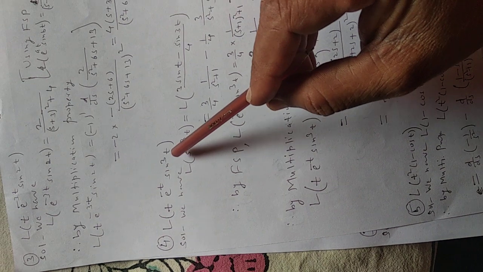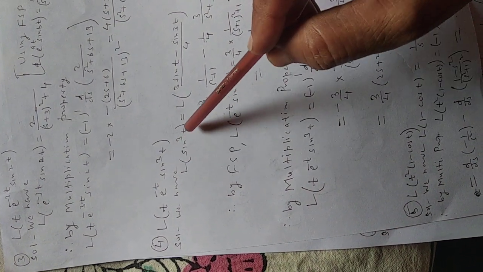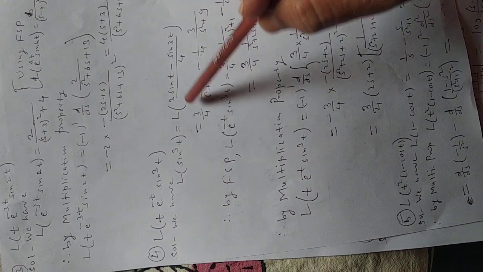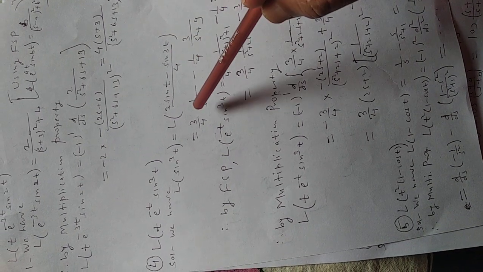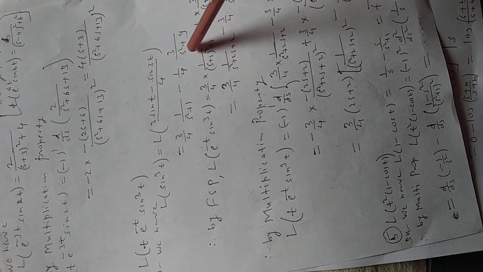Next one is Laplace of t into e raised to minus t sine cube t. Sine cube t by trigonometric formula, Laplace of sine cube t is Laplace of 3 sine t minus sine 3t divided by 4. So that is 3 by 4 Laplace of sine t, which is 1 upon s square plus 1, minus 1 by 4 Laplace of sine 3t, which is 3 upon s square plus 9.